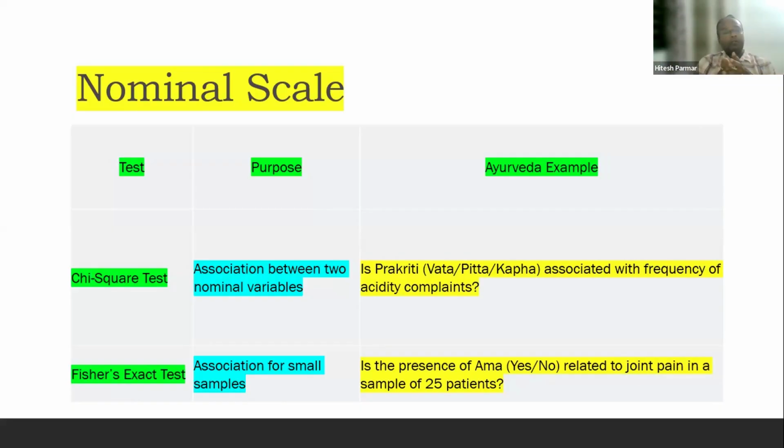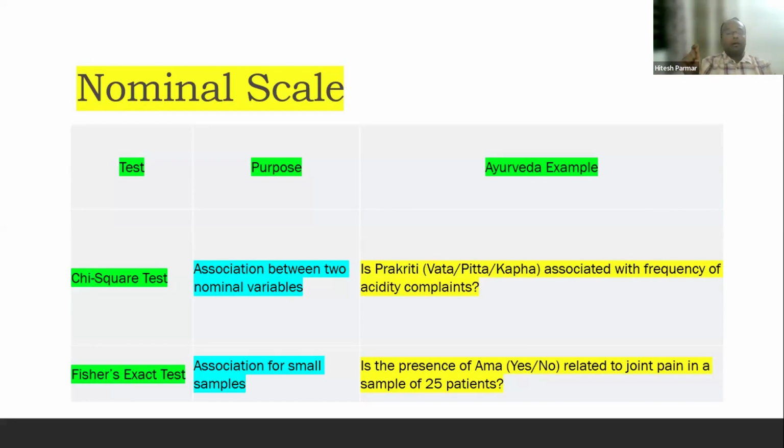So the purpose of the chi-square is what? To study the association between two categorical variables. So this is your chi-square. It is for nominal to nominal, or suppose ordinal also, interval also. If you are able to convert that data into frequencies, then yes, you can go with the chi-square test. So the chi-square test of association is for association between two categorical variables.